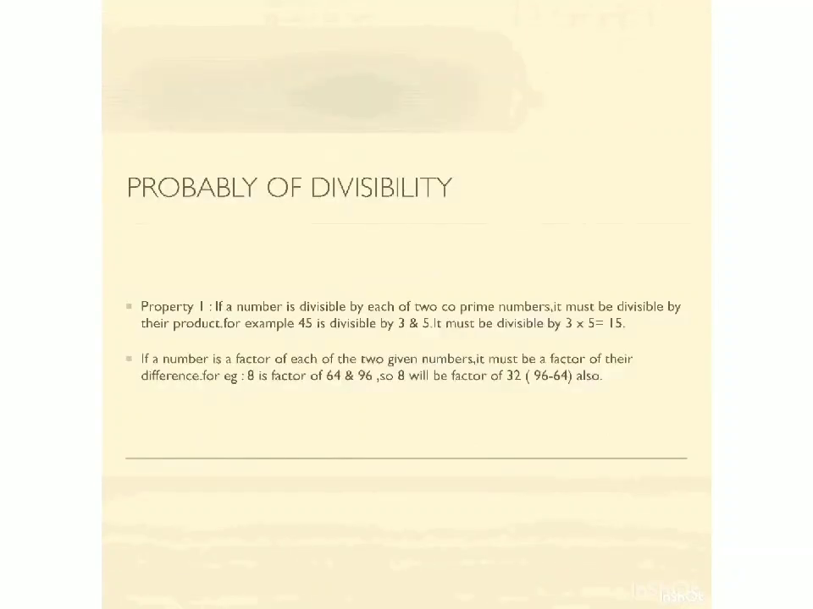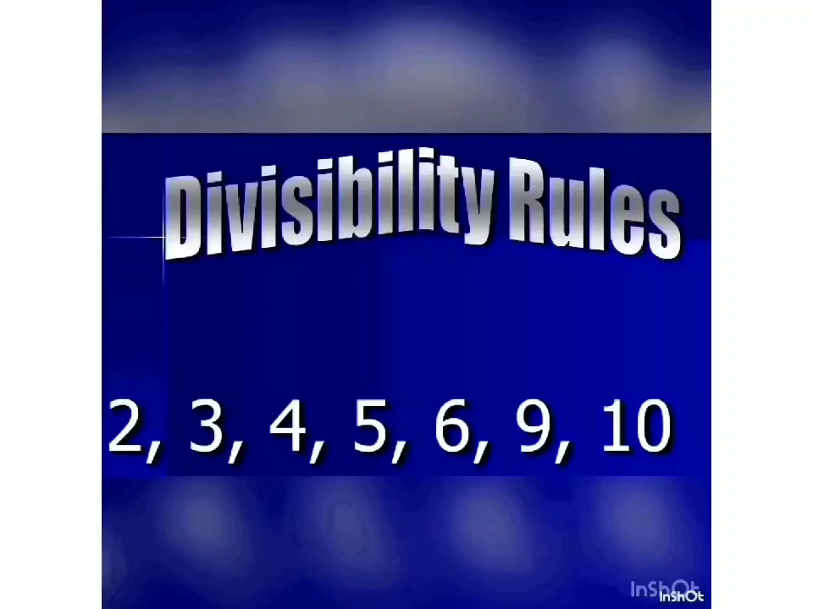Here are some properties of divisibility. If a number is divisible by each of two co-prime numbers, it must be divisible by their product. If 45 is divisible by 3 and 5, it would be divisible by 15 also. Second, if a number is a factor of each of two given numbers, it must be a factor of their difference. 8 is a factor of 64 and 96, so 8 is a factor of 32 also.